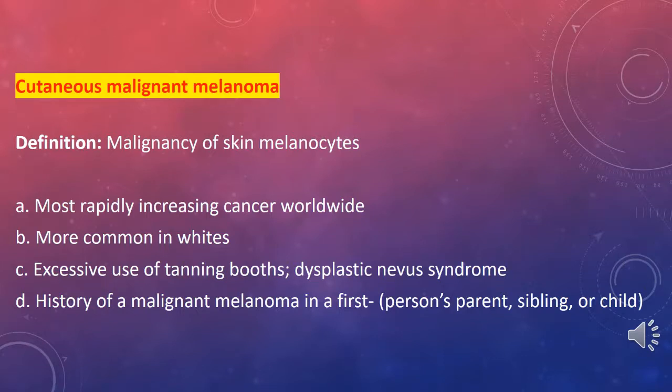Excessive use of tanning booths and dysplastic nevus syndrome, as mentioned previously, are also risk factors. So is a family history of melanoma, like parents, siblings or children, or second-degree relatives as well, like grandparents, grandchildren, uncles, nephews, half siblings. They are also a risk factor for this. Xeroderma pigmentosum is another.